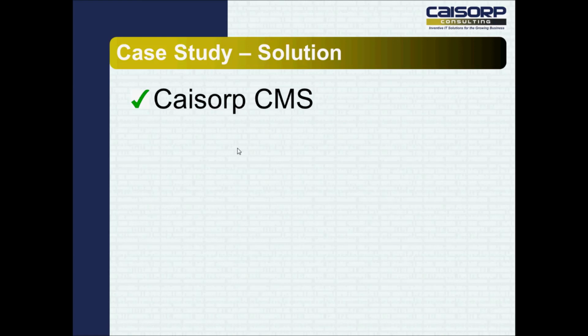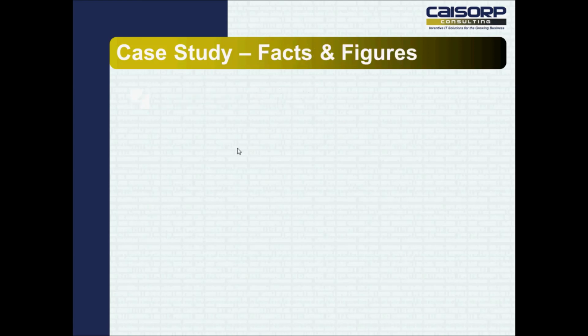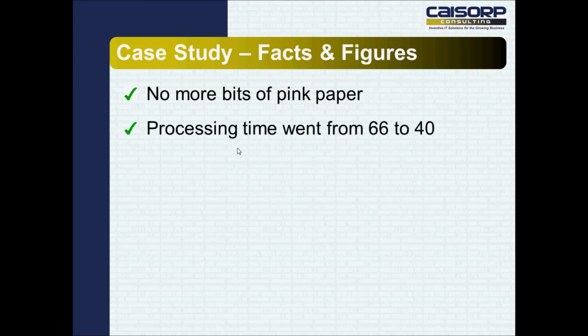Okay, so how do we actually improve the process? Firstly, no more pink pieces of paper on people's desks, which they were pretty happy about. Now, the average amount of time that went into creating the request, investigating, approving, and then creating the request in the ERP actually went from 66 minutes in their current system down to 40 minutes. Now, that's a saving of almost 40%.